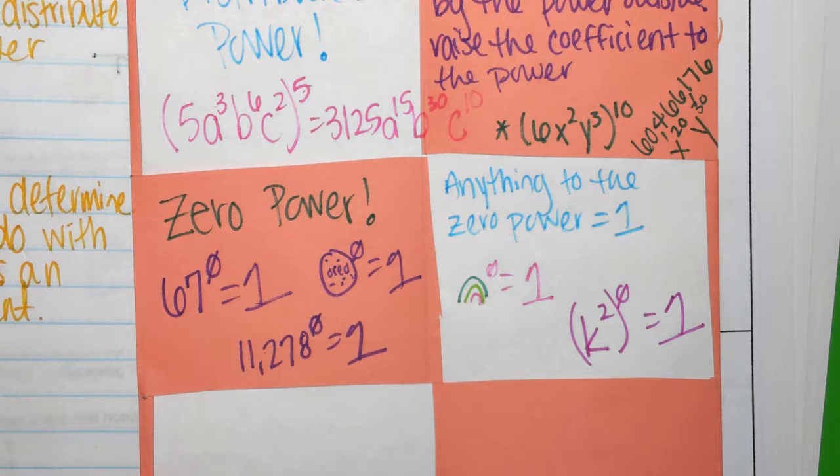Questions? Alright, when you multiply like bases, what do you do to the exponents? You add them. When you raise a power to a power? Multiply. When you have negative exponents? Flip it. When you divide like bases? Subtract. When you distribute a power, what do you do? Yep. And 0 power always equals 1.